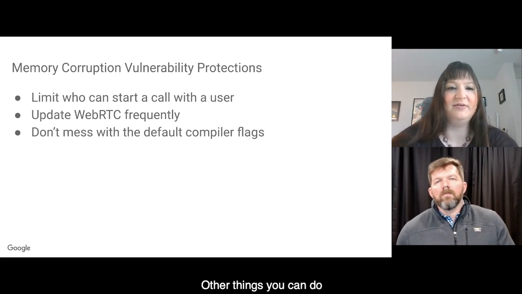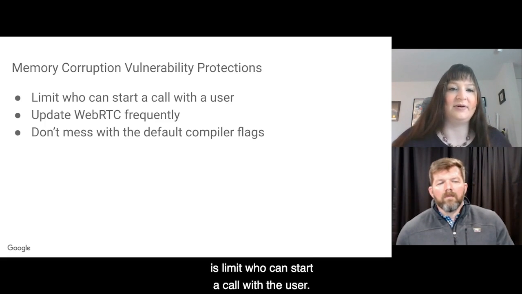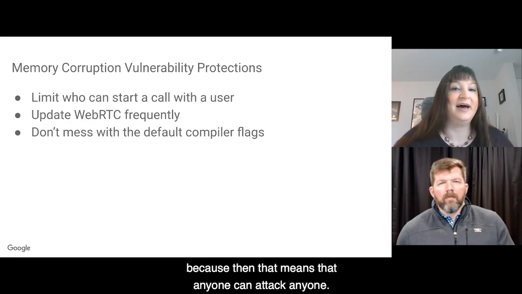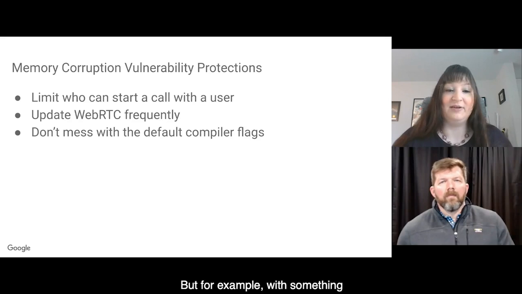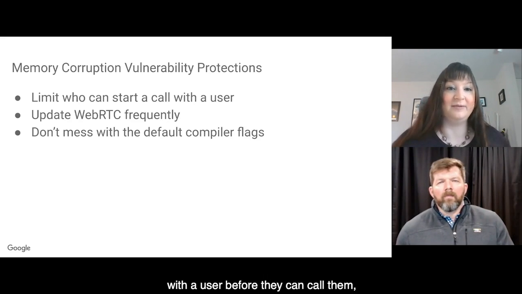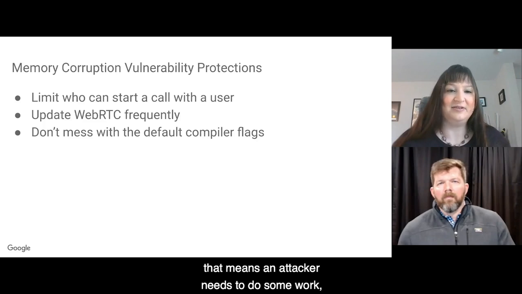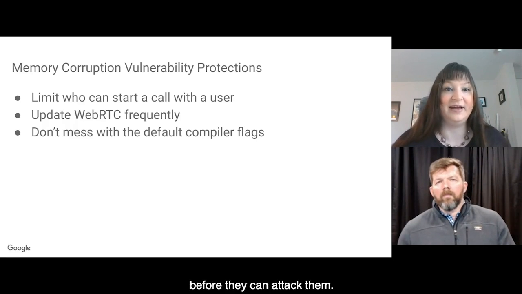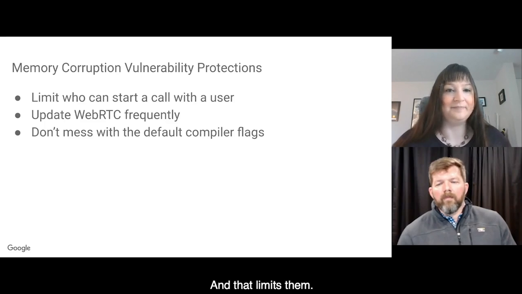Other things you can do is limit who can start a call with a user. It's higher risk if, like WhatsApp, anyone can call anyone, because that means anyone can attack anyone. But for example, with something where you require a user to be a friend with a user before they can call them, that means an attacker needs to do some work to become a person's friend before they can attack them, and that limits them.